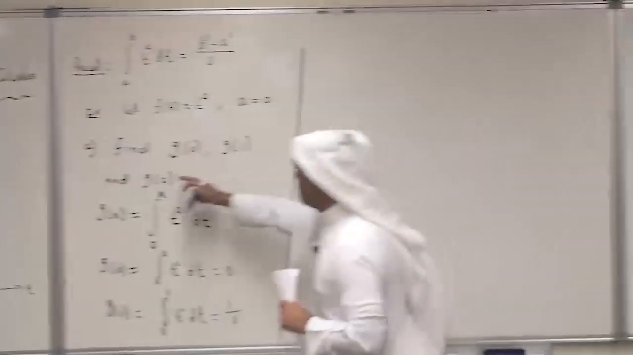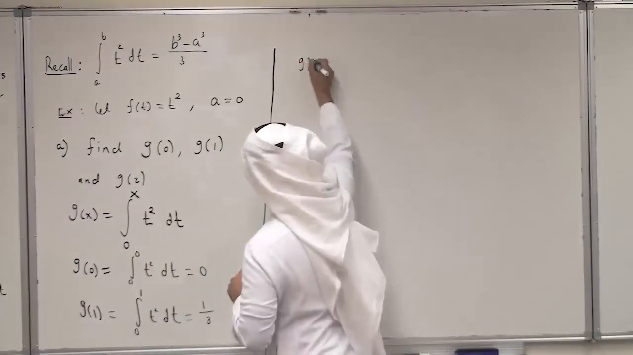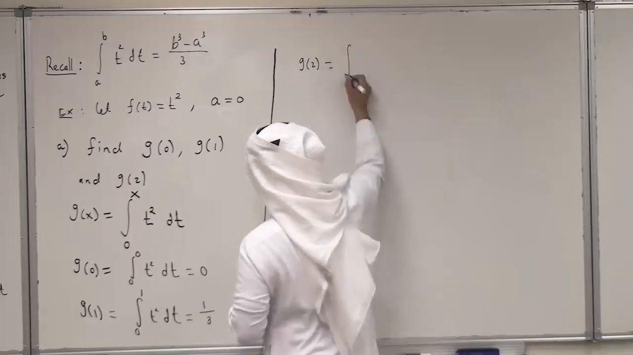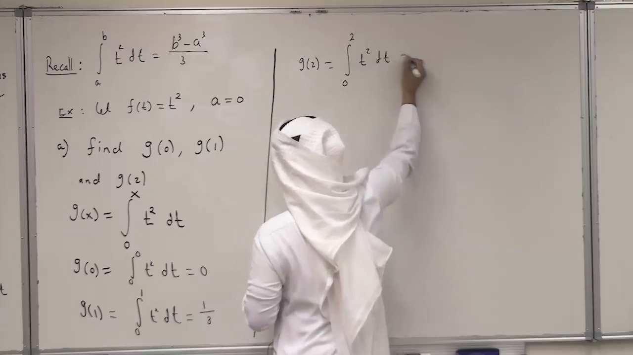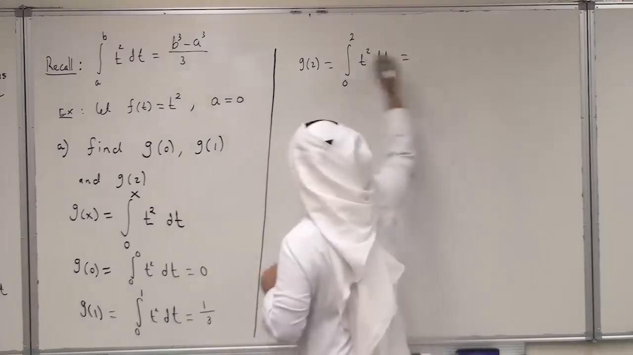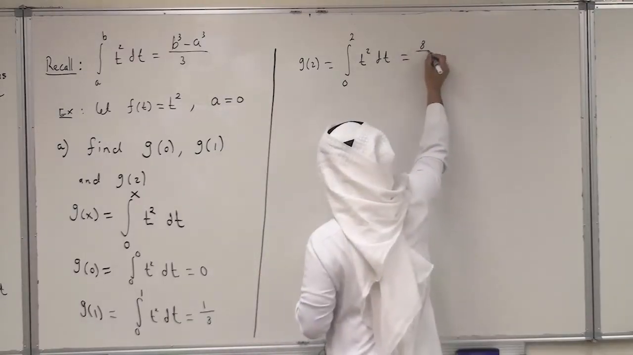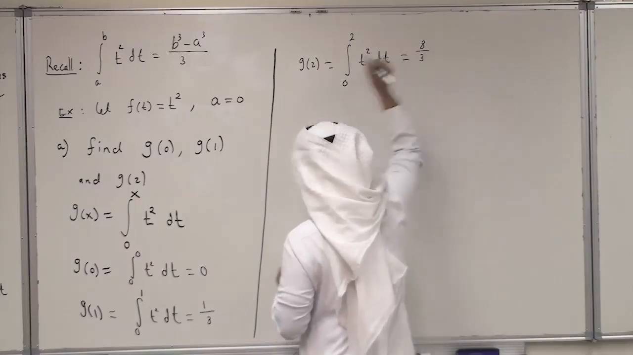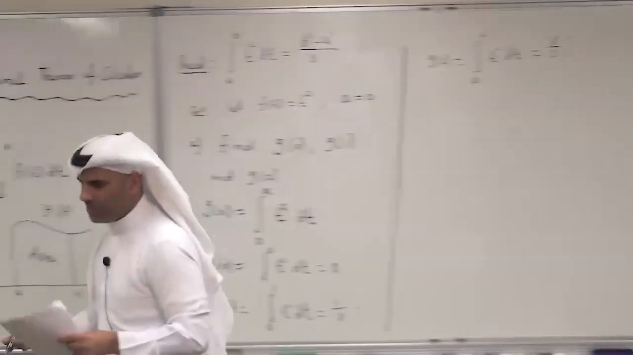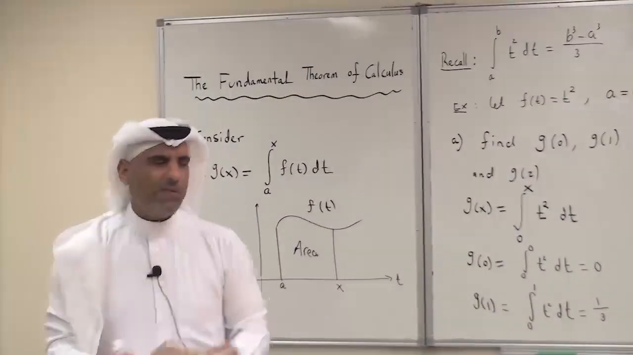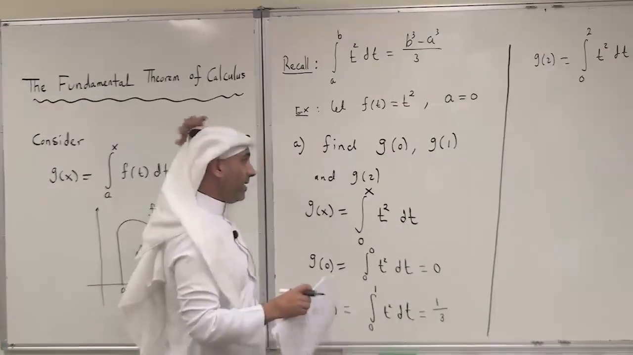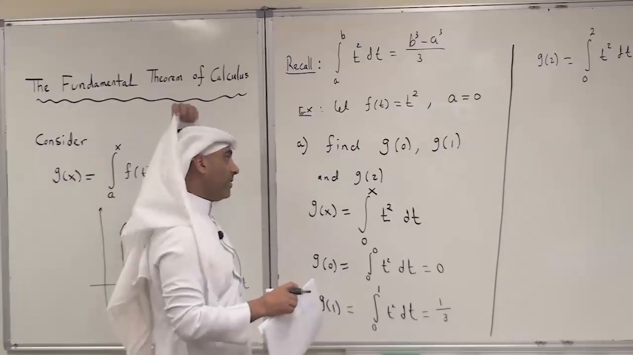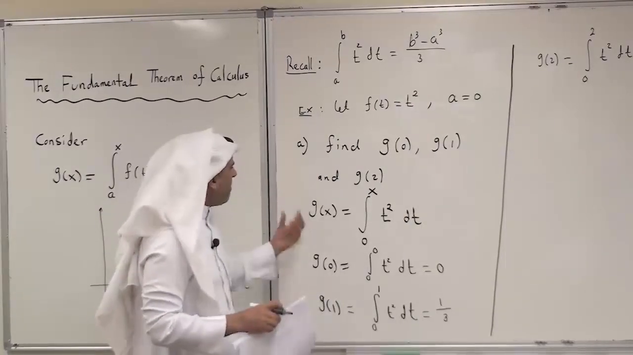Let us find one more, which is g of 2. What is g of 2, for example? It is the integral from 0 to 2 of t squared dt. Clearly, by using the formula we have here, that will give 8 over 3. So it seems we have a well-defined function. If you specify a certain number for x, we get a specific value for the function at that point.